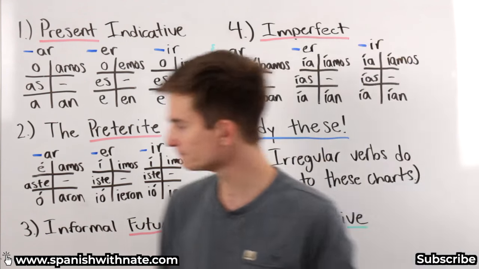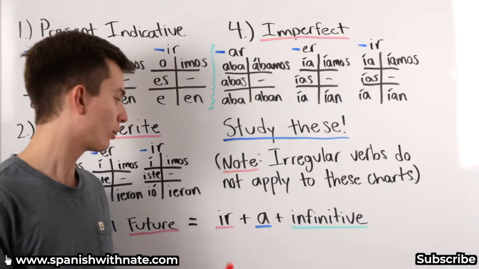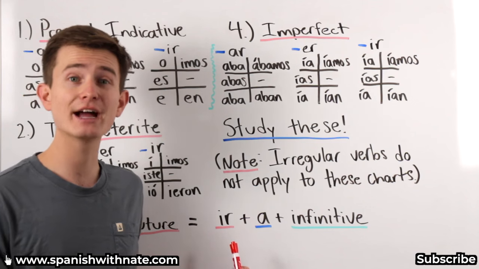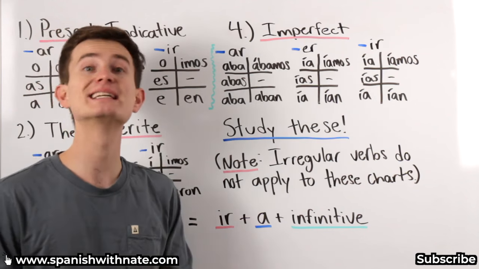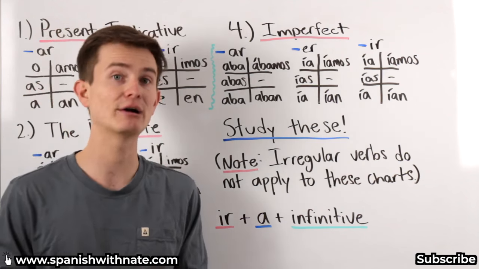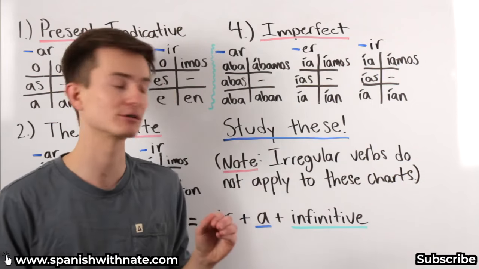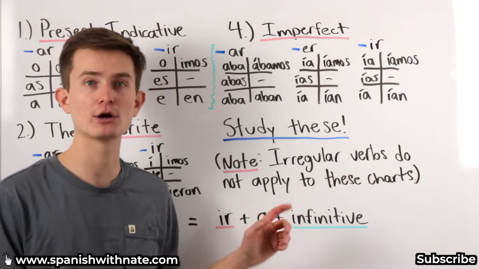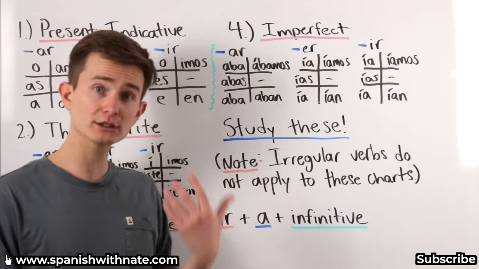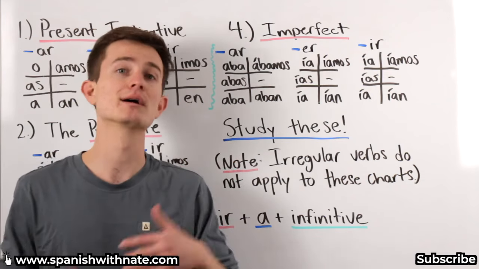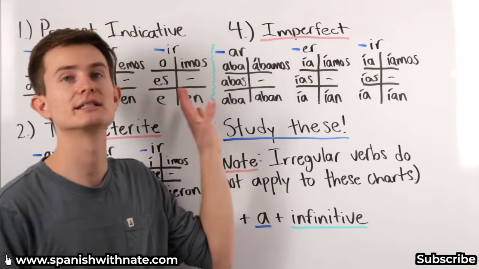So I'll come over here so you can see what's going on. Okay, so we have the infinitive IR verb, ir, which is an irregular. Now irregulars don't apply to the charts that we're seeing here. And I've written that right here so you understand that. Irregular verbs like ir or ser do not apply to these charts.